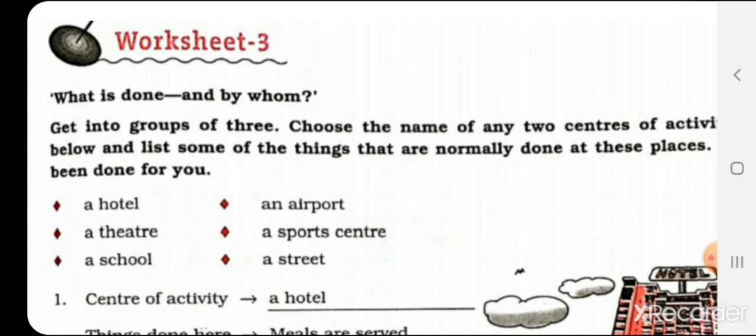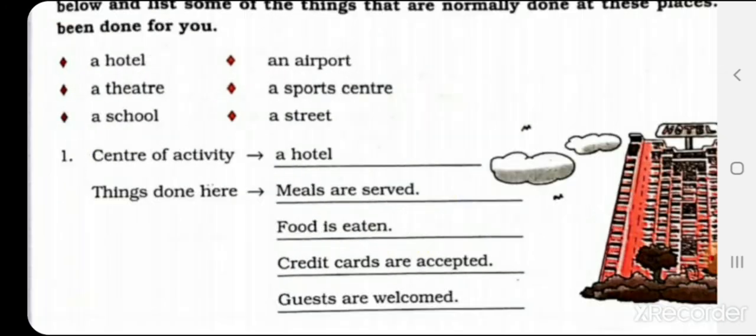For example, students, a hotel, a theater, a school, an airport, a sports center and a street. These 6 centers of activities are given to you. For example, the first one, the center of activity given to us here, a hotel. Now students, things done here. यहाँ पर बेटा क्या क्या वर्क होता है, कौन कौन सी एक्टिविटीज़ होती हैं स्टूडेंट्स. Things done here: meals are served, then food is eaten, then credit cards are accepted, and then guests are welcome. Okay students, it's given to you already.